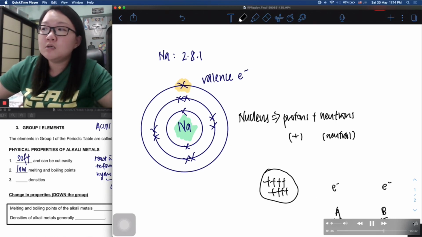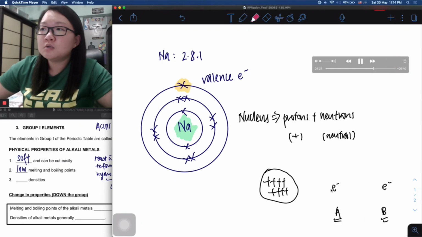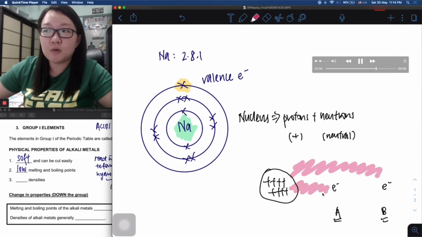So if you look over here, let's say you have an electron that is in a more inner shell, it will have a very strong attraction, versus an electron that is very far away, where the attraction is a bit less because it's very far away. Meaning position A versus position B.